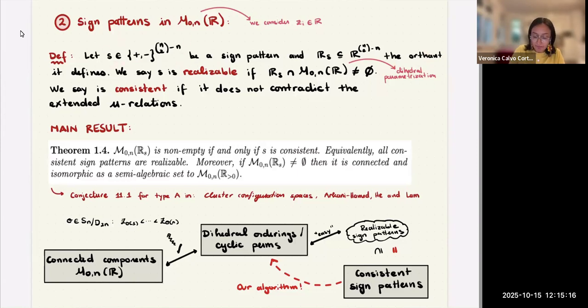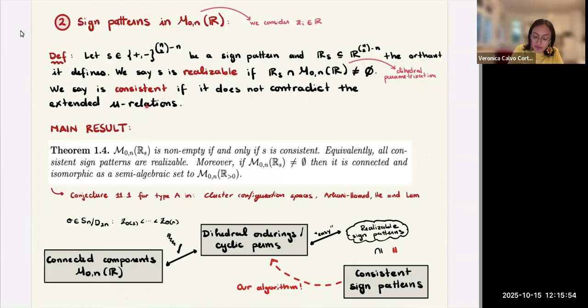And we're going to say that the sign pattern is realizable if, when I intersect this orthant with the real points of M0n, by which I mean, for example, that we consider that all of the zi's are real, or of course infinity, which will in particular imply that all the cross ratios are also real. And so we intersect that M0n(R) with our orthant. And if that is not empty, then our sign pattern is realizable.